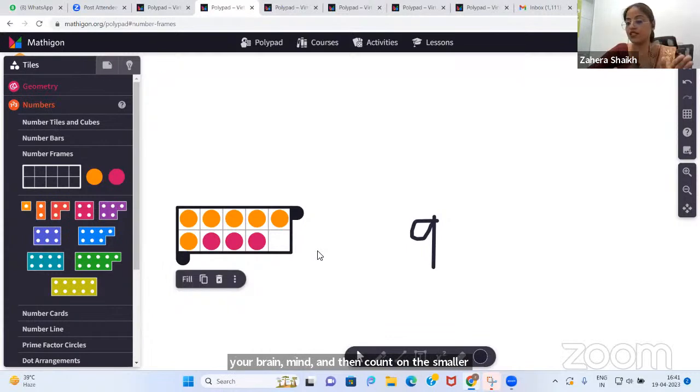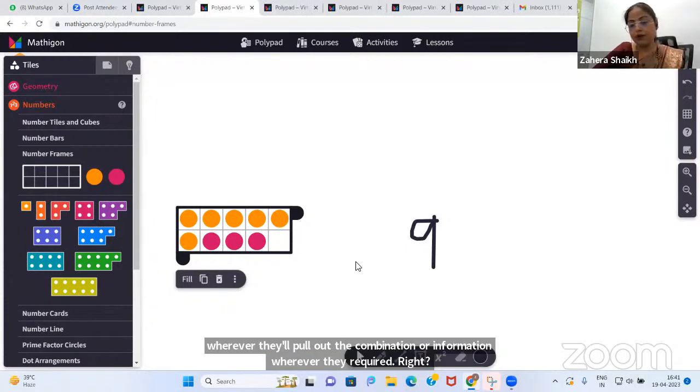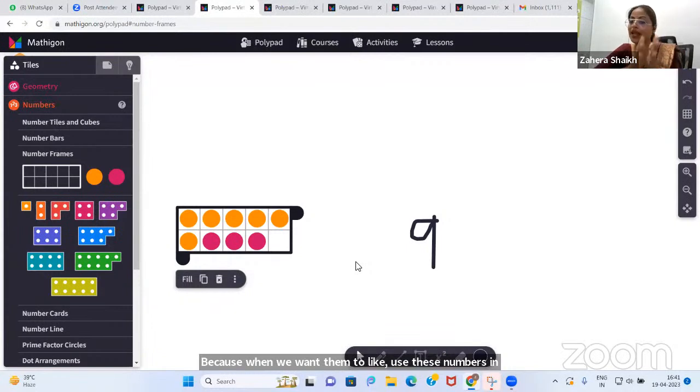That is a fixed process that we want our children to memorize. But if we have this kind of exercise in the class, which is nothing but the representation of a single number in different combinations, it gives them clarity about a number. And from their memory, they can pull out the combination or information wherever they're required, right? Because when we want them to use these numbers in number operations, they need to know how I can break a number into pieces, or how I can regroup a number into tens and all, right?